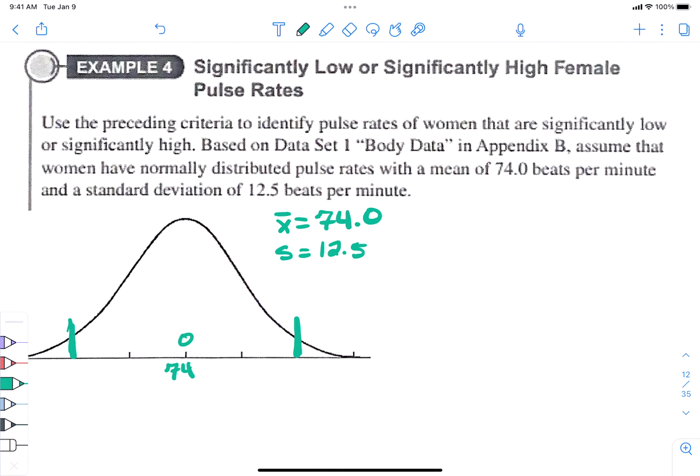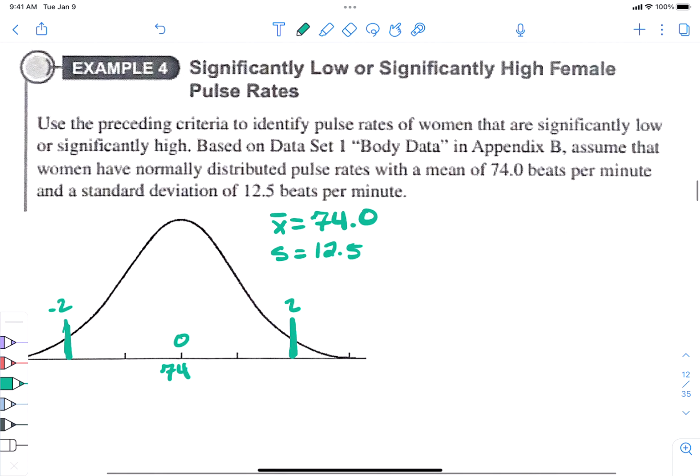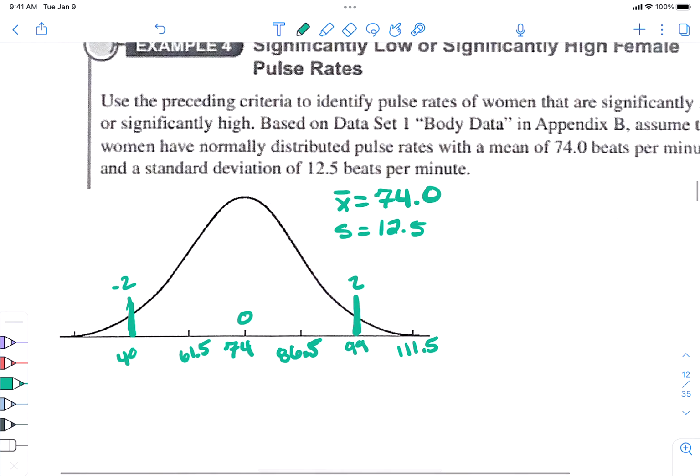74 is here. 86.5, 2 above, 2 below. The next one is 99. We don't even have to do anything. On the other side, 61.5, then 49, and 36.5. So -2 to +2. Those are our cutoff marks for what's considered significantly low and significantly high. We don't even have to do any calculations as long as we fill the chart out.